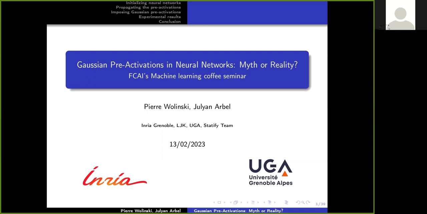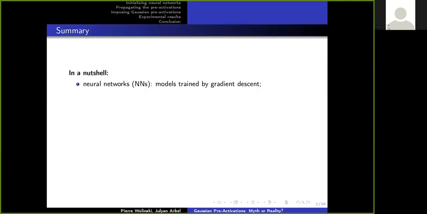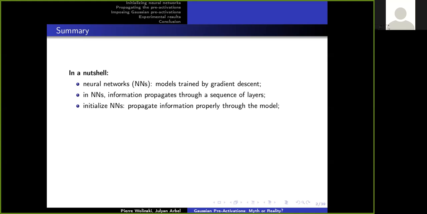So I'm presenting a work I did with Julien Armel about the preactivations in a neural network. In a nutshell, we are studying neural networks here, which are models trained by gradient descent. In these neural networks, the information propagates through a sequence of layers. So we have to initialize properly the weights and biases of a neural network in order to propagate correctly the information through the model.